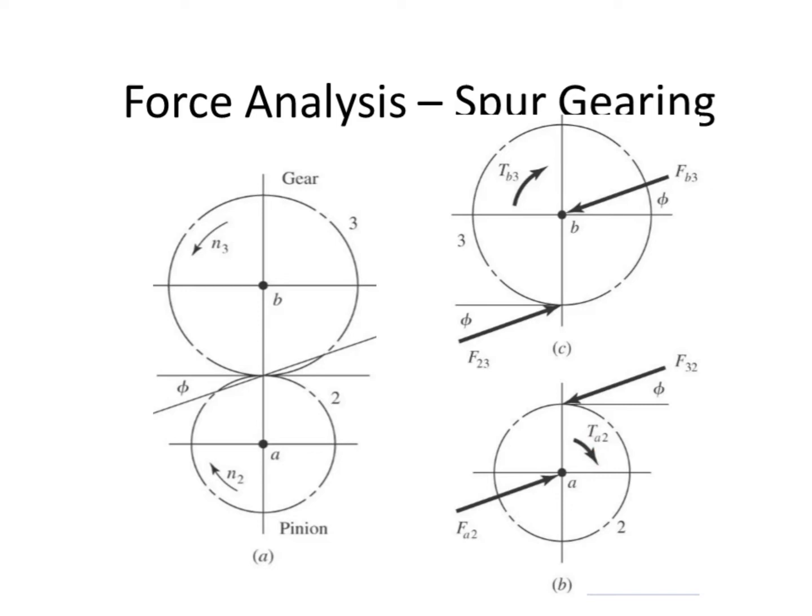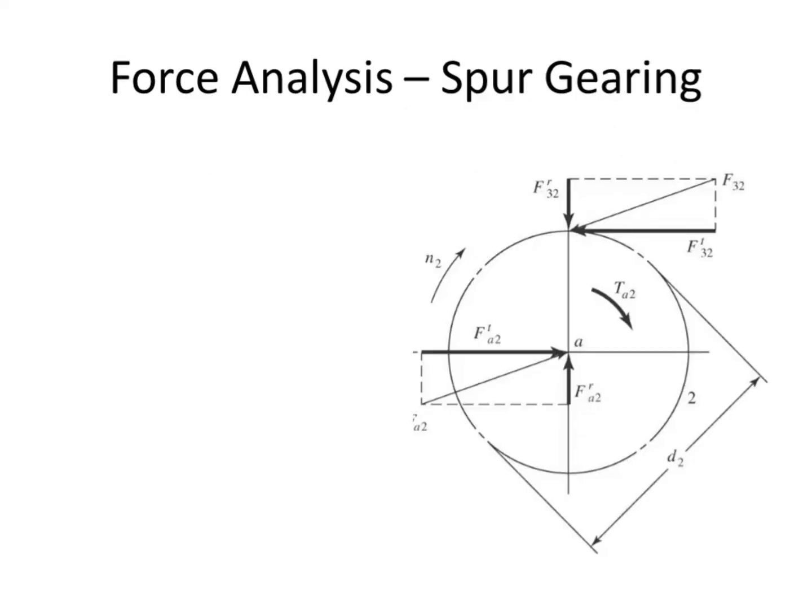Now to further analyze it, let's resolve these forces into their respective rectangular components. Let us first take the gear 2 to resolve its forces into rectangular components. There are two forces on the gear 2. One is because of the shaft A and another one is because of the gear 3. Each force would be resolved into its two rectangular components. One would be tangential and the other would be radial, as we told you in our first lecture as well.